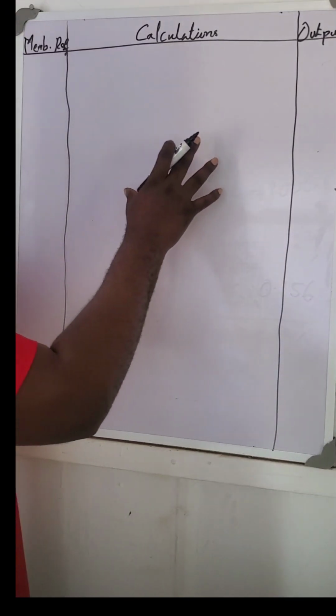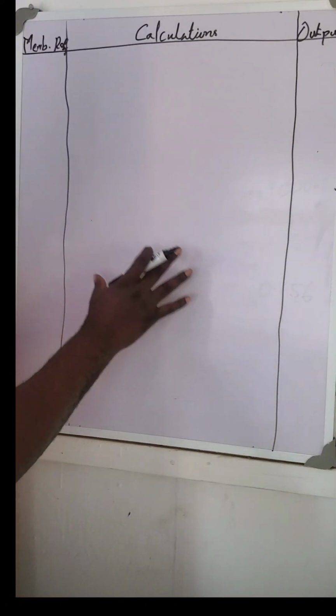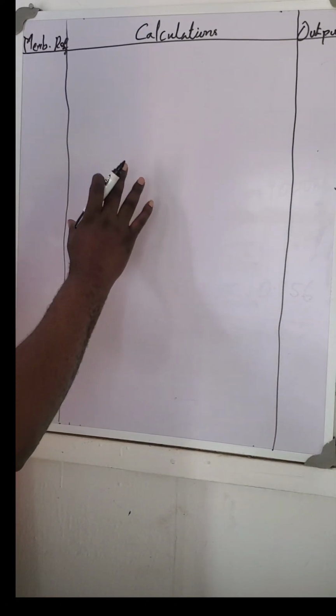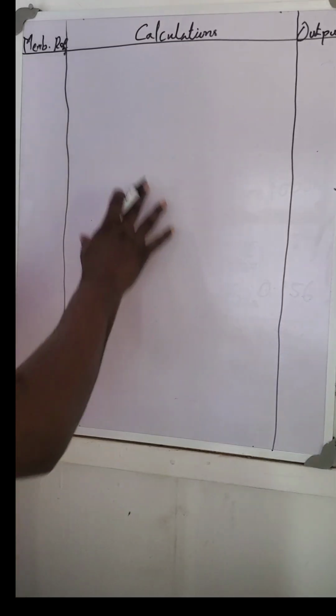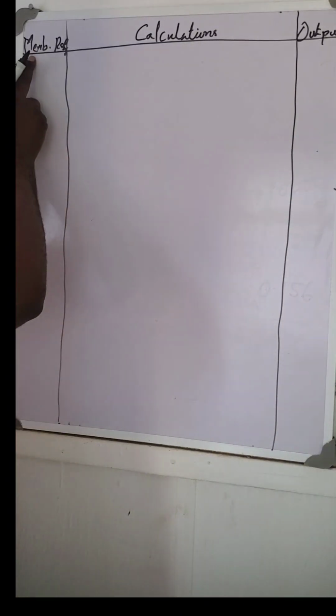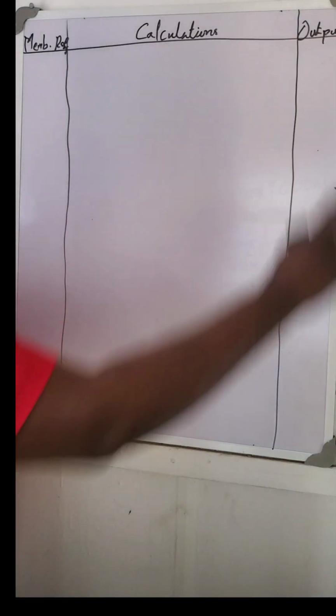I'm now bringing a board here. I told you before you start your calculation, you prepare calculation sheets. This is a member reference. These calculations, these outputs. All right.